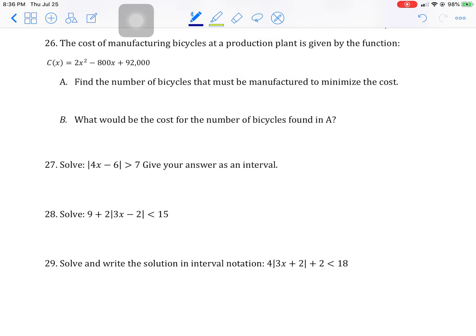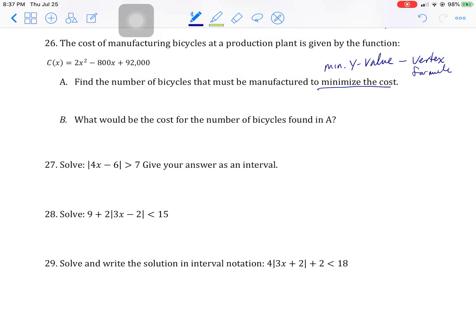All right, number 26 on the final exam review. Cost of manufacturing bicycles at the production plant is given by this quadratic here. Find the number of bicycles that must be manufactured to minimize cost. Minimize. That's code for I need the minimum y value of a parabola. Okay, so that's part of the vertex. So I need the vertex formula.